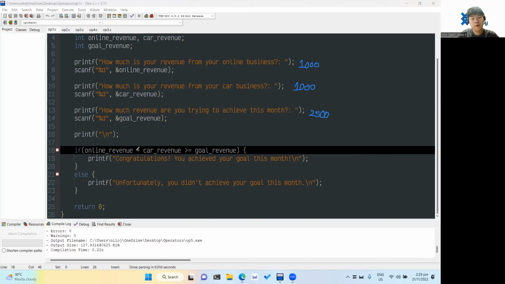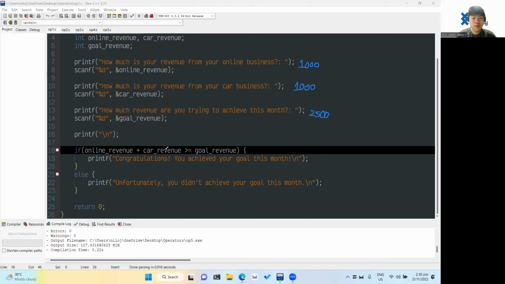And then once you have the value for these two, which is 2,000, it's now going to compare with the goal revenue. Since your goal revenue's value is 2,500, you're going to be solving, is 2,000 greater than or equal to 2,500? Since the answer is no, it will not run this statement here. Oh, by the way, I'm also assuming that you have understood conditional statements. If you don't, you can always check out the conditional statements video that is already available on the LaSalle Computer Society YouTube channel.